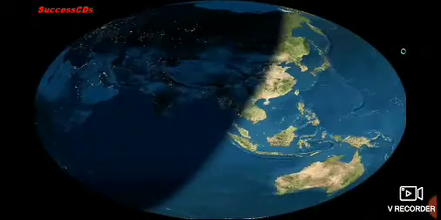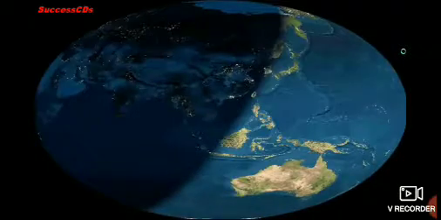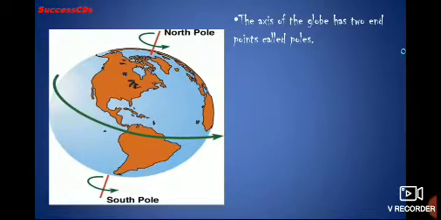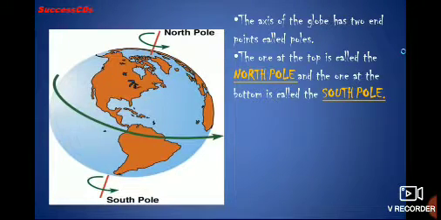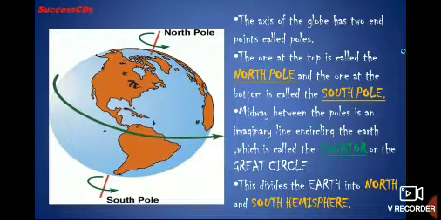Like the Earth, as the globe is spherical, we can see only one half of it. A globe is not fixed, but can be rotated just like the Earth. The axis of the globe has 2 points called poles. The one at the top is called the North Pole, and the one at the bottom is called the South Pole. Midway between the poles is an imaginary line encircling the Earth, which is called the equator or the Great Circle. This divides the Earth into North and South Hemisphere.